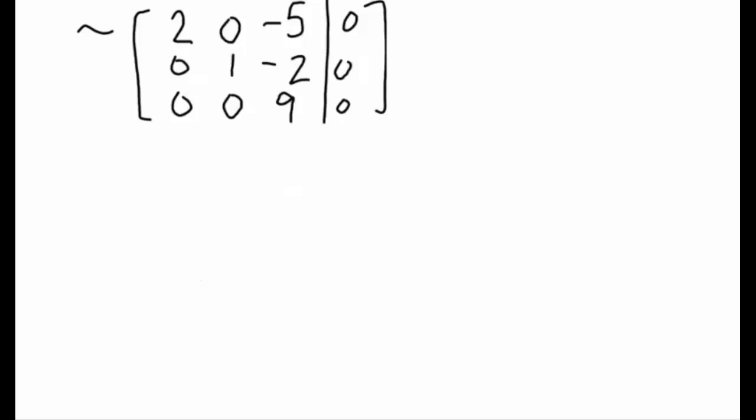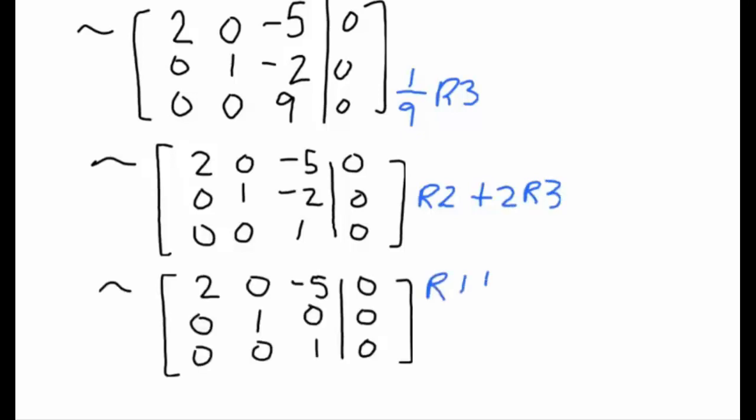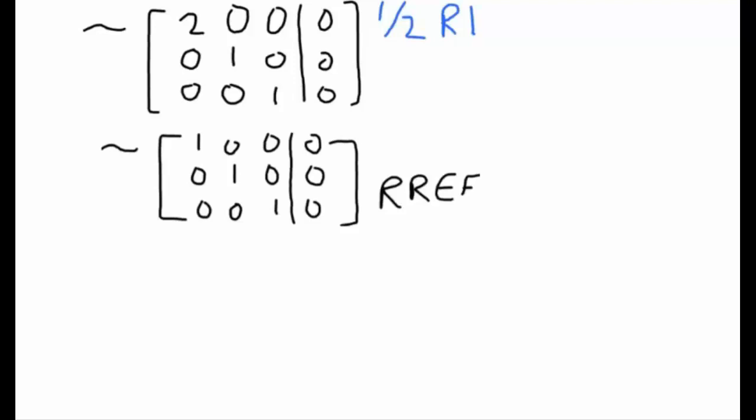Now that column 2 is complete, we can go ahead and create our next leading one in column 3, and we can do that by taking row 3 divided by 9, or 1/9 row 3. The operation row 2 plus 2 row 3s will create a 0 above that leading one. And then the operation row 1 plus 5 row 3s will give us the second 0 above that leading one that we need. And the last operation that we have to do here to get to reduced echelon form is to take row 1 and divide by 2. So here is our reduced echelon form augmented matrix.